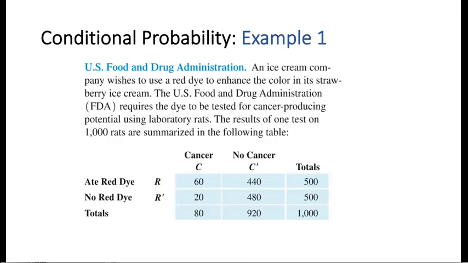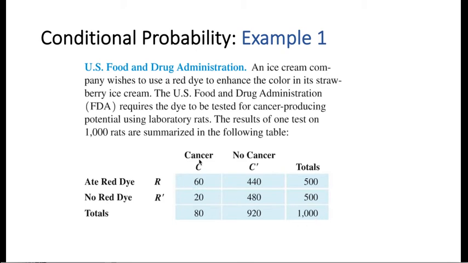Now let's look at how that's used. Here's an example from the U.S. Food and Drug Administration, which was testing the effects of red dye. An ice cream company wishes to use a red dye to enhance the color in its strawberry ice cream. The U.S. Food and Drug Administration requires the dye to be tested for cancer-producing potential using laboratory rats. The results of one test on 1,000 rats are summarized in the following table. This table gives you what happened with the 1,000 rats.